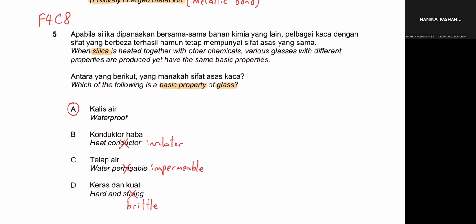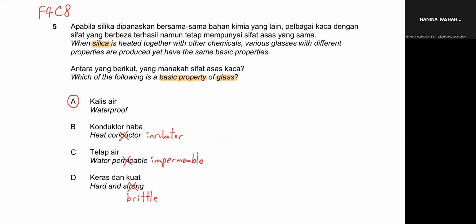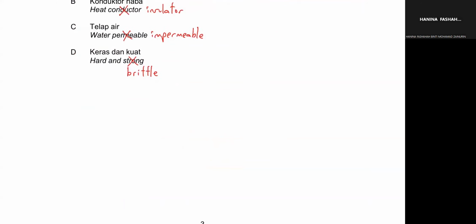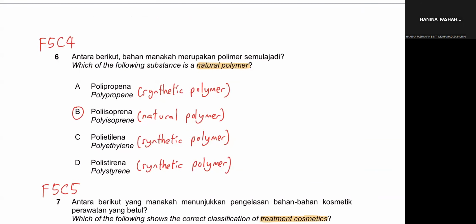Then question 5 is A. This one related to homework chapter 8, the glass. What's the property of glass? Later I'll send you the answer, don't worry. I say one more time so they can look again. Then question 6 is B. This one from chapter 4, either natural polymer or synthetic polymer.